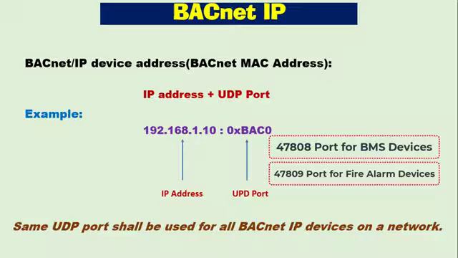In this way, these devices would exist on the same IP network, but they would be two different BACnet networks, and these devices would not be able to communicate with each other and they will not interfere with each other. So in this way, on the same IP network, we can have two different BACnet networks with different UDP ports, and these devices would not be communicating with each other.